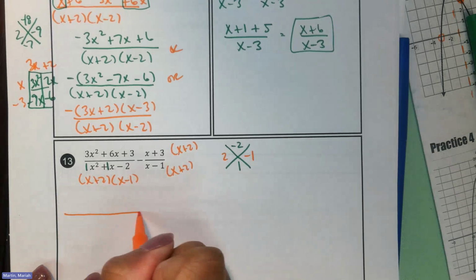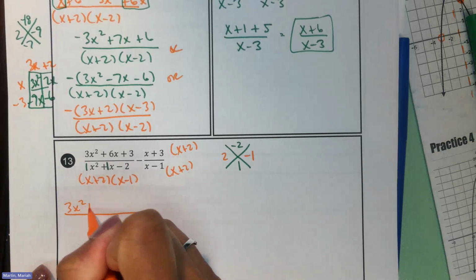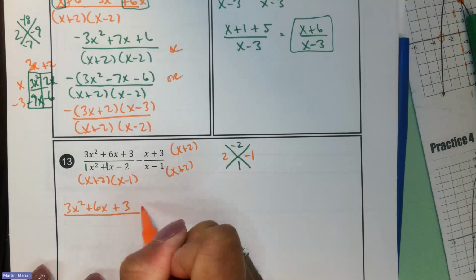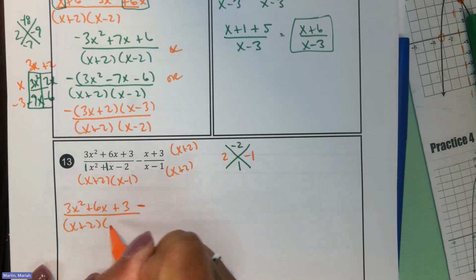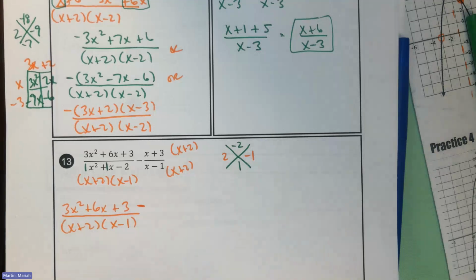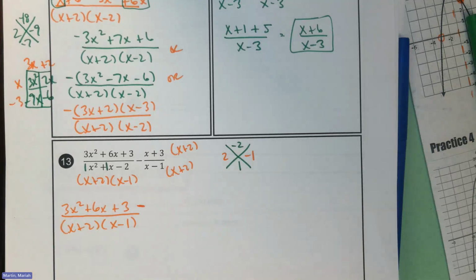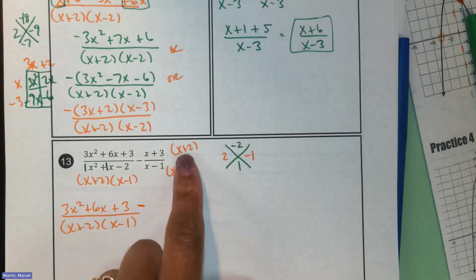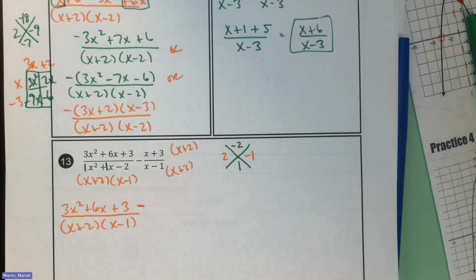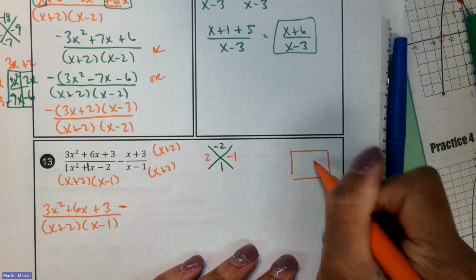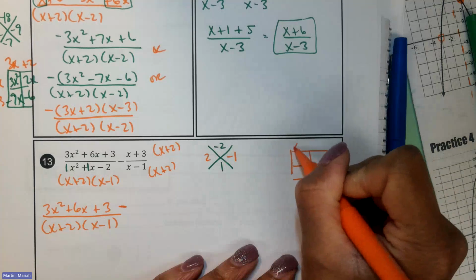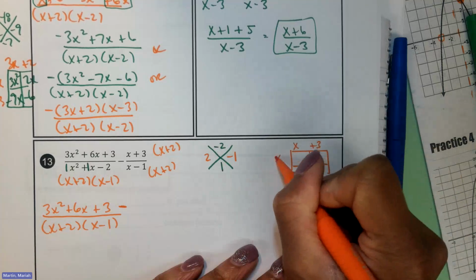So my entire answer here, I keep my 3x squared plus 6x plus 3, big minus sign here at the bottom of x plus 2, x minus 1. I'm going to do the whole thing over x plus 2 over x minus 1, and I know I need to multiply these two together. So I'm going to draw a box on the side where I'm multiplying x plus 3, x plus 2.